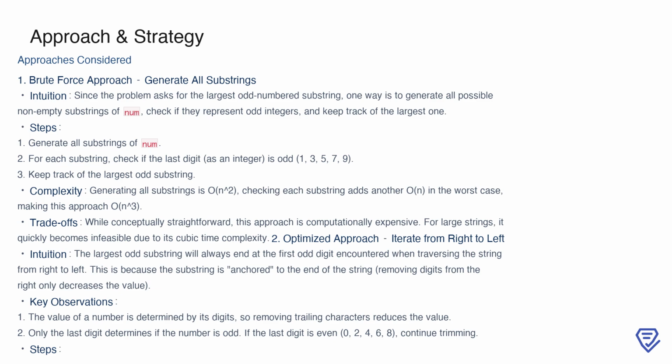However, this method is computationally expensive. Generating all substrings has a time complexity of O(n) squared, and checking each substring adds another layer of O(n), resulting in an overall complexity of O(n) cubed. This is impractical for large strings, as the cubic time complexity leads to significant inefficiency. To address these shortcomings, we explored an optimized approach that leverages key observations about the problem's structure.